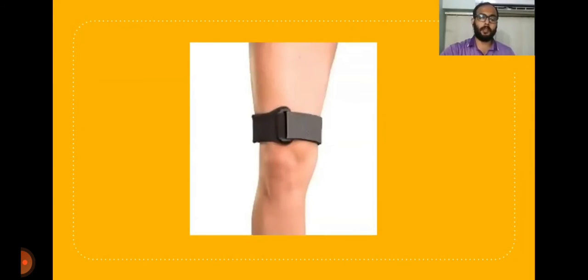In this particular condition also, if the patient needs to continue sports activities, we can advise this strap. The position of the strap is different. In Osgood-Schlatter, the position of the strap is here. In ITB syndrome, the position of the strap is here.